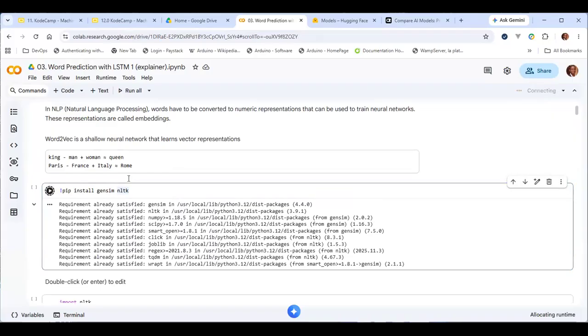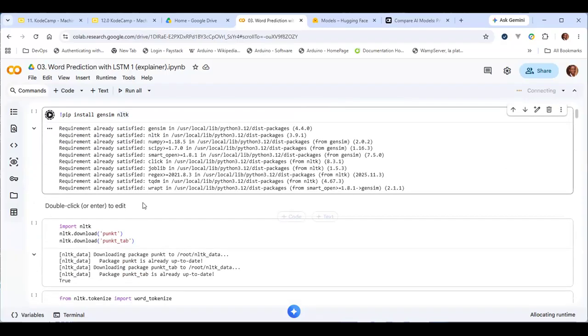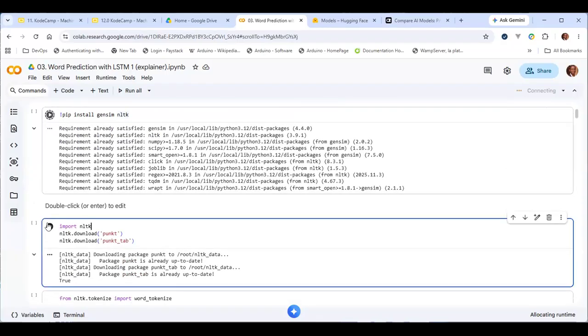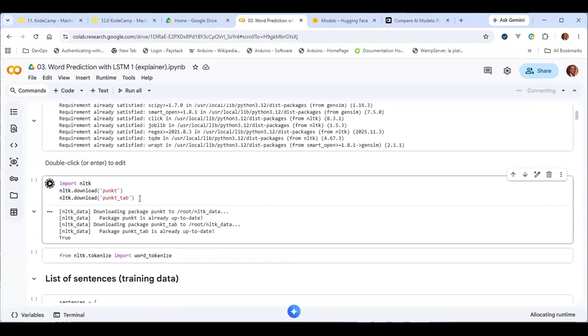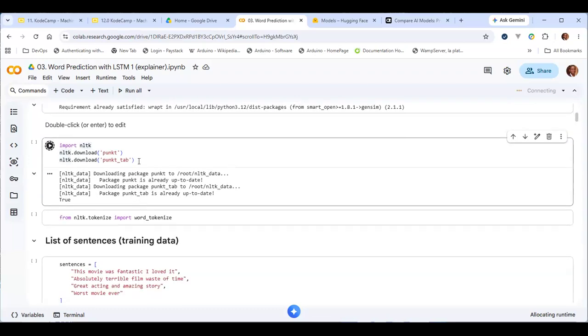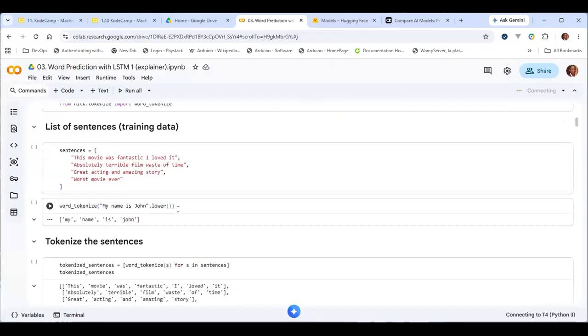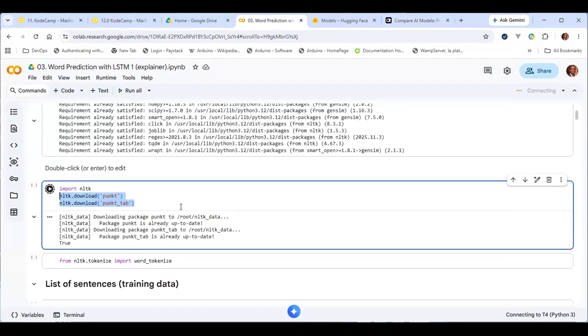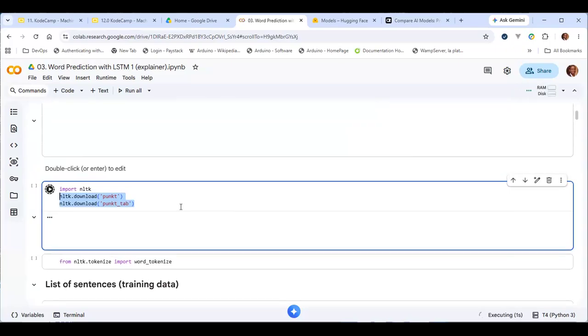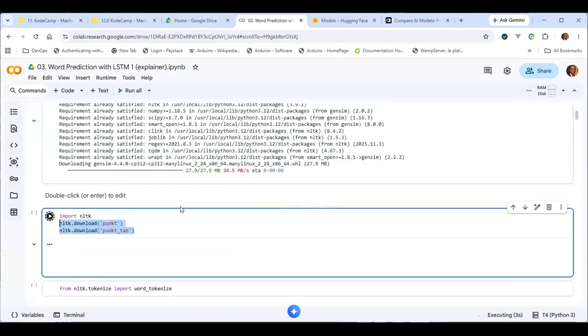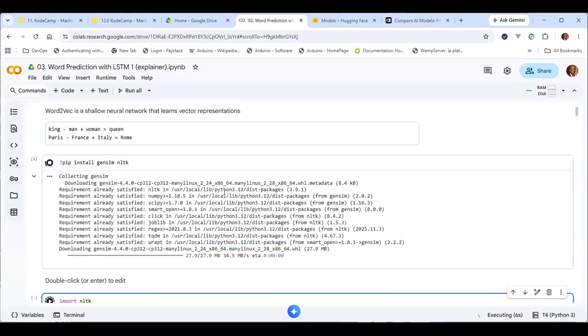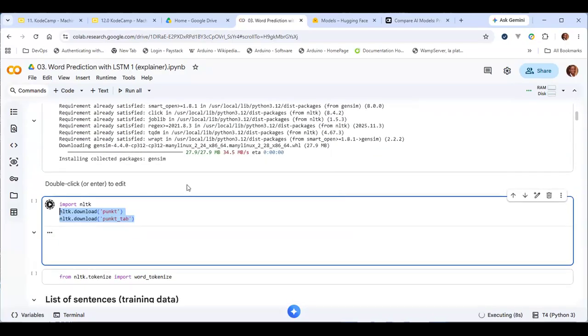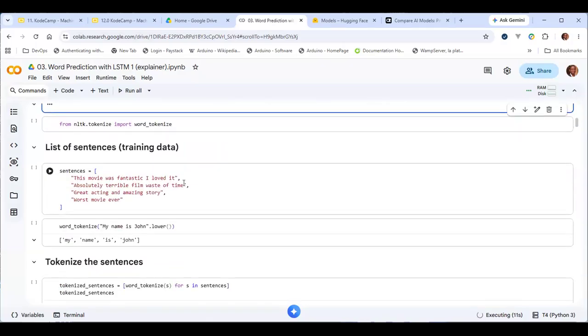To get Word2Vec, you use NLTK. So you pip install NLTK and Gensim, right? And then you import NLTK. When you import NLTK, you need to also download the Punkt and Punkt tab, right? Apart from Word2Vec, there's also the GloVe embeddings. Those are the two that are really used a lot when you want to train models at this level. So I'm going to share this, of course.